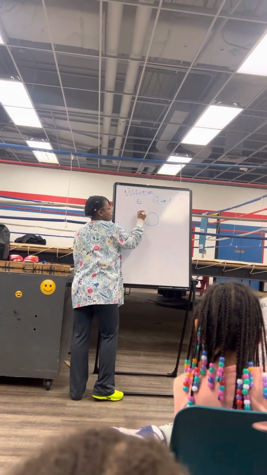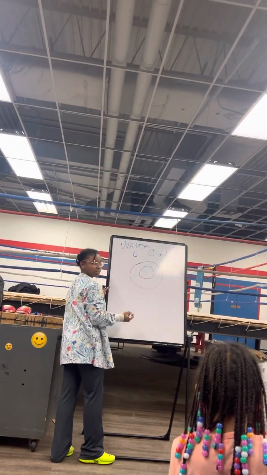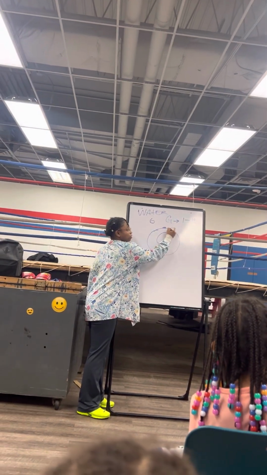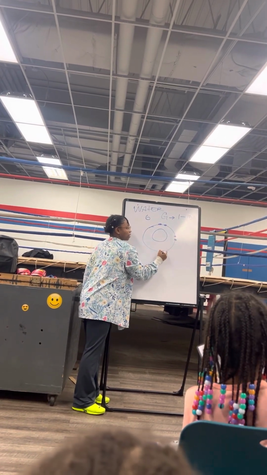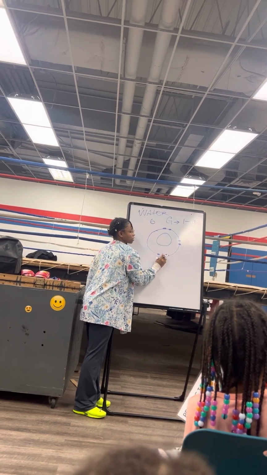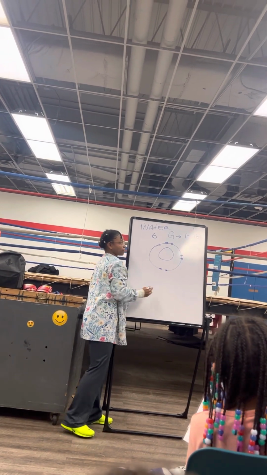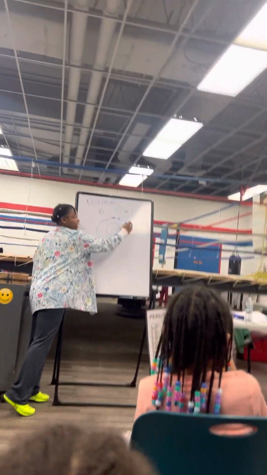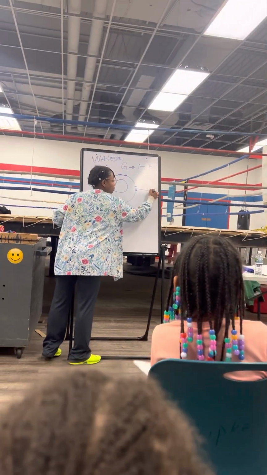It tells us the valence electrons that are around oxygen. So I'm going to draw oxygen with this many electrons. 1, 2, 3, 4, 5, 6. I'm just going to do it like that so y'all will understand. These electrons are what make a bond.